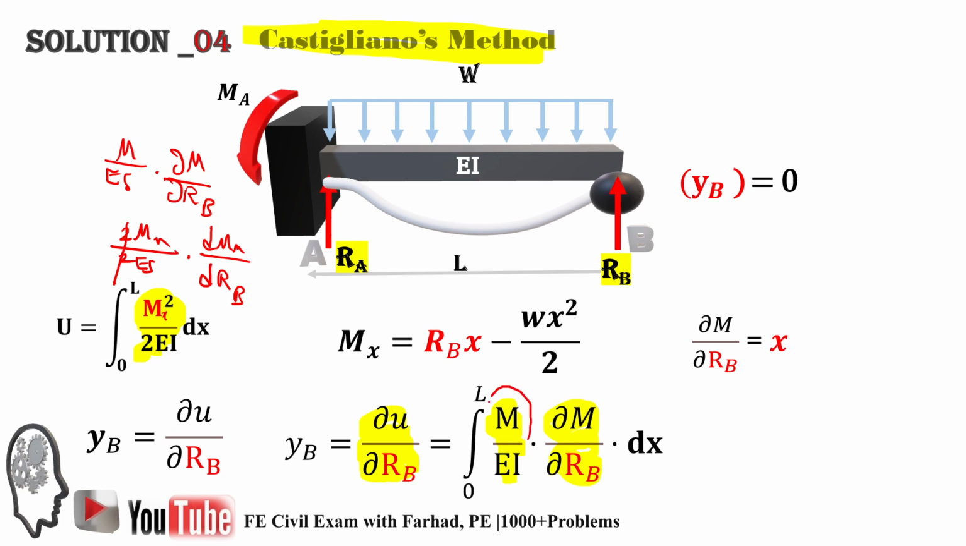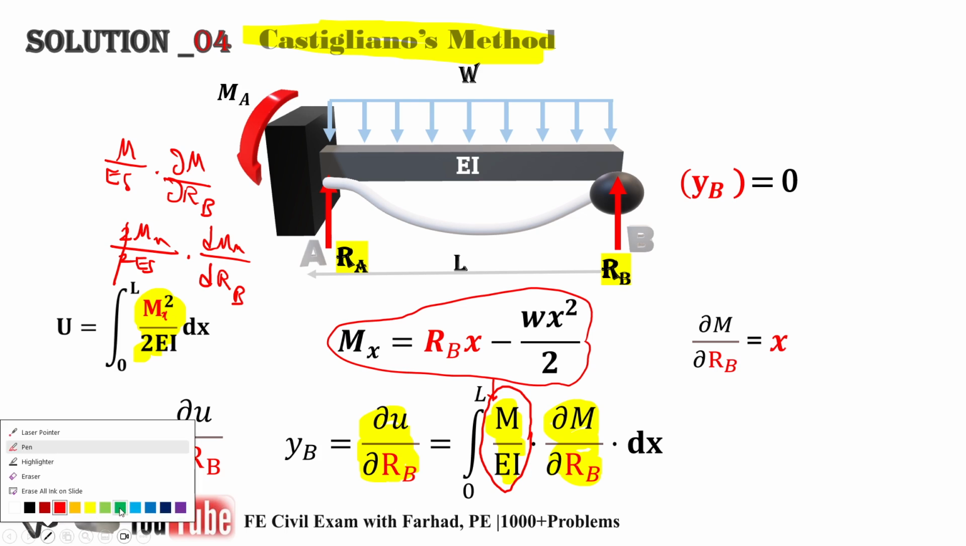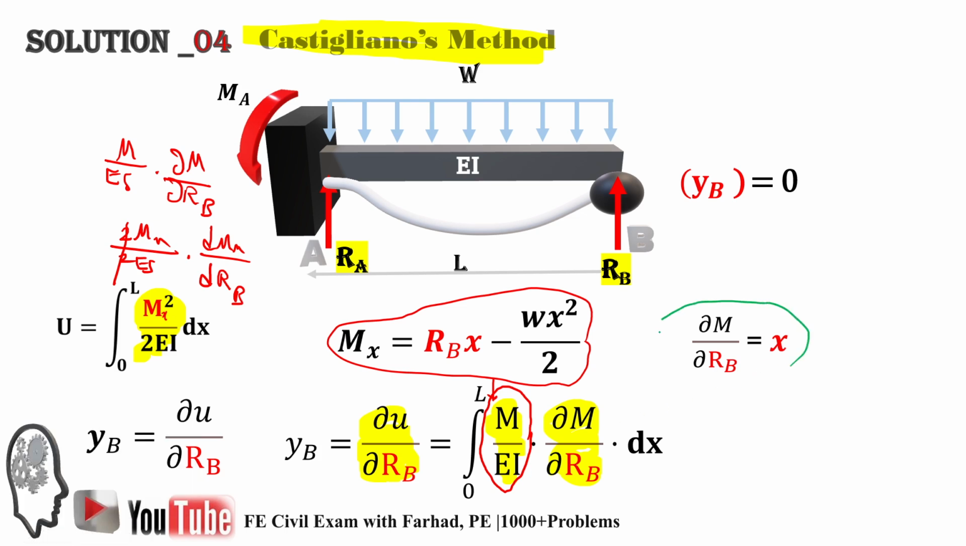We already have our moment equation, and we can replace it here. The other component comes from partial M over partial RB. Due to RB times X, partial M over partial RB is equal to X. That's how you can get it, and then this term goes here.